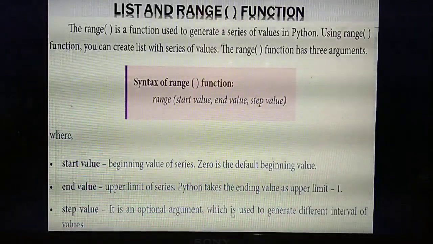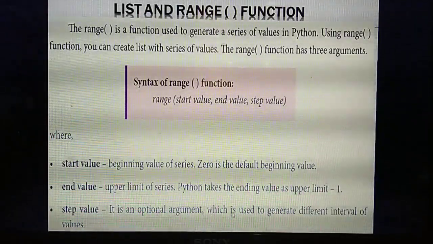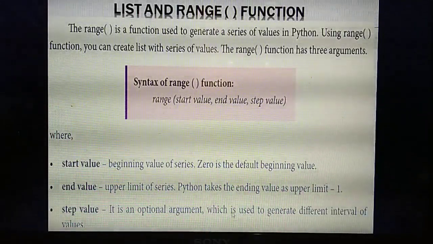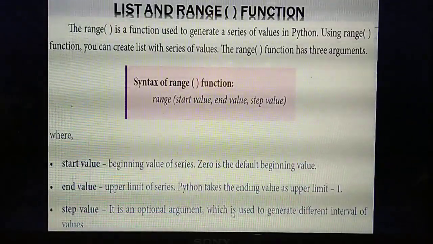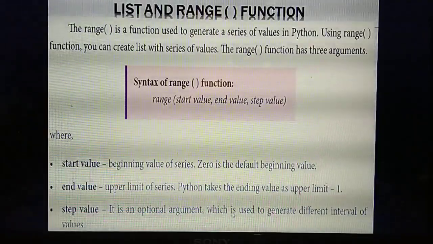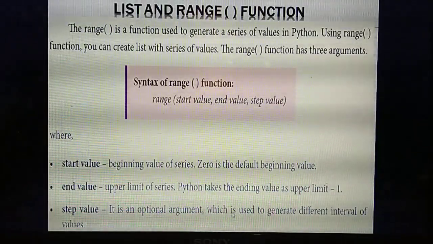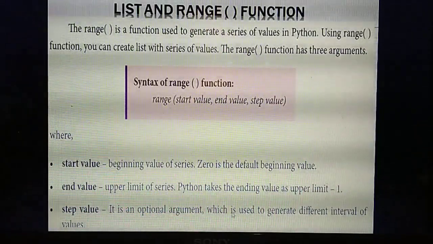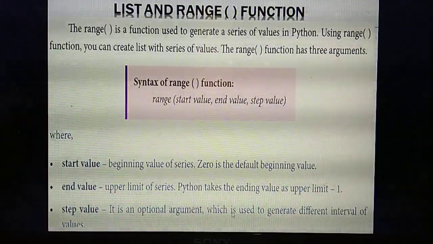The next thing is the step value. This one is optional. It specifies the interval, for example divided by 2 or divided by 3, or a square value, likewise. It is optional: whichever operations you are going to perform in the list between the start value and the end value. If you need it you can specify it, otherwise leave it.